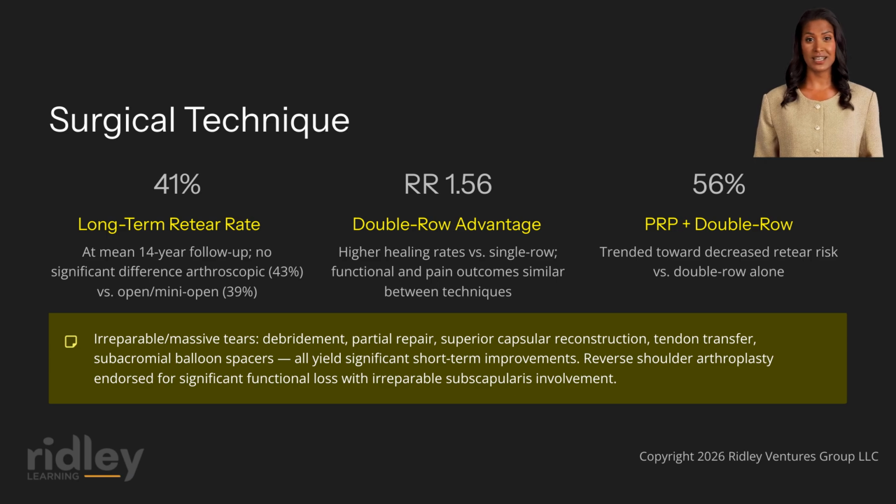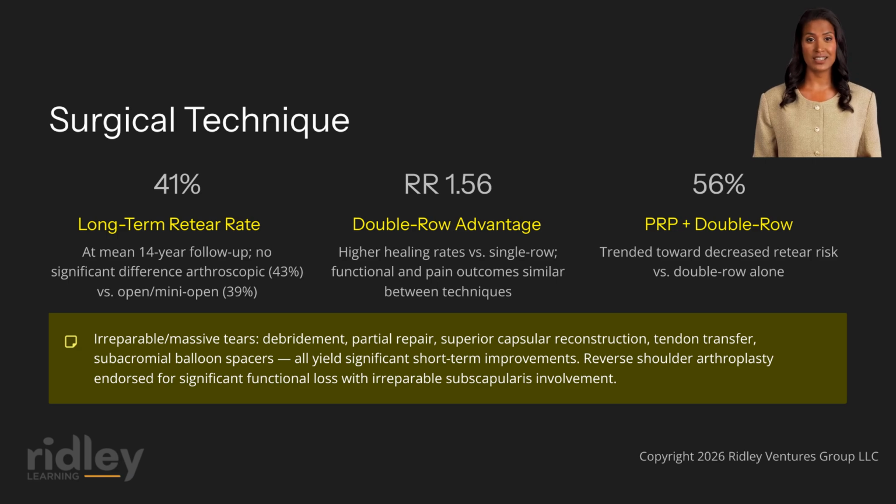Regarding surgical technique, a pooled analysis of long-term outcomes found a substantial re-tear rate of approximately 41% at a mean follow-up of 14 years, with no significant difference between arthroscopic repairs at 43% and open or mini-open repairs at 39%, showing no meaningful statistical difference between the two approaches. Re-tear was associated with significantly reduced Constant scores, a statistically significant finding highly unlikely to be due to chance.